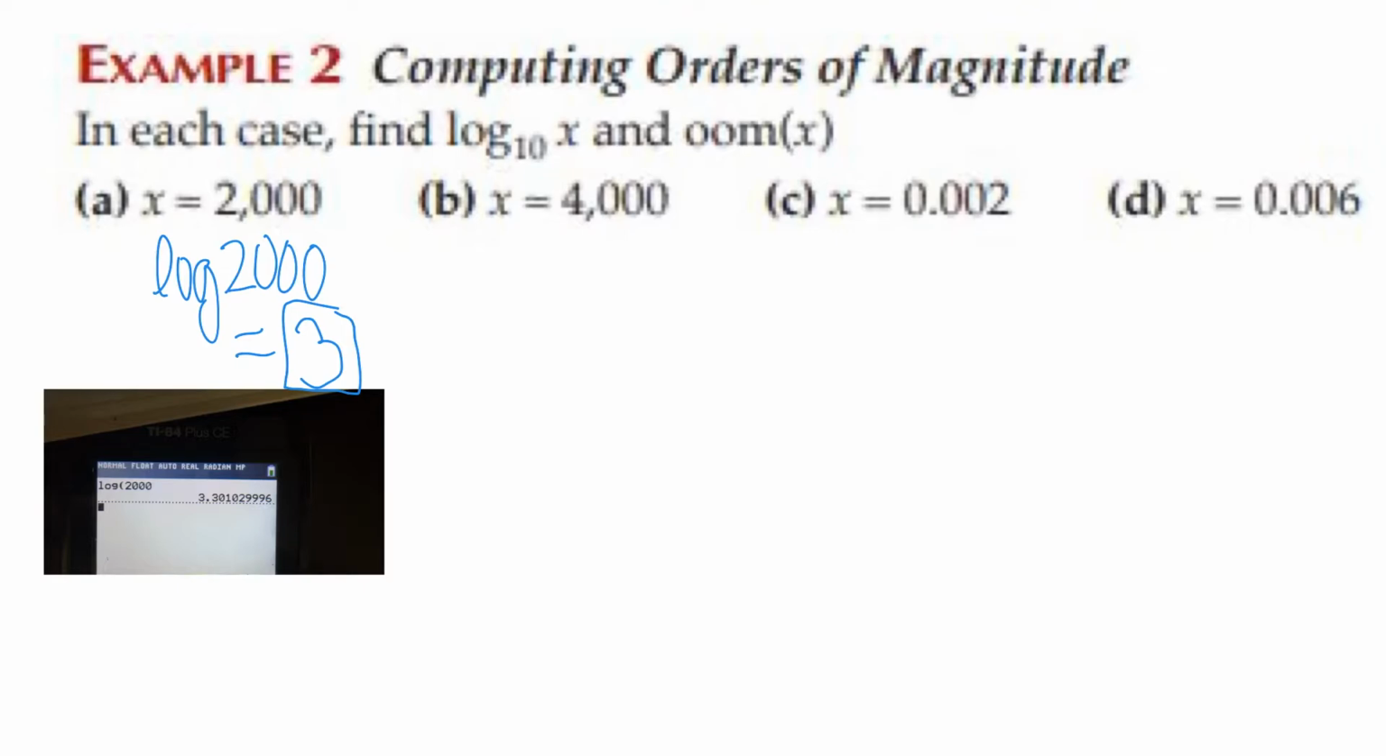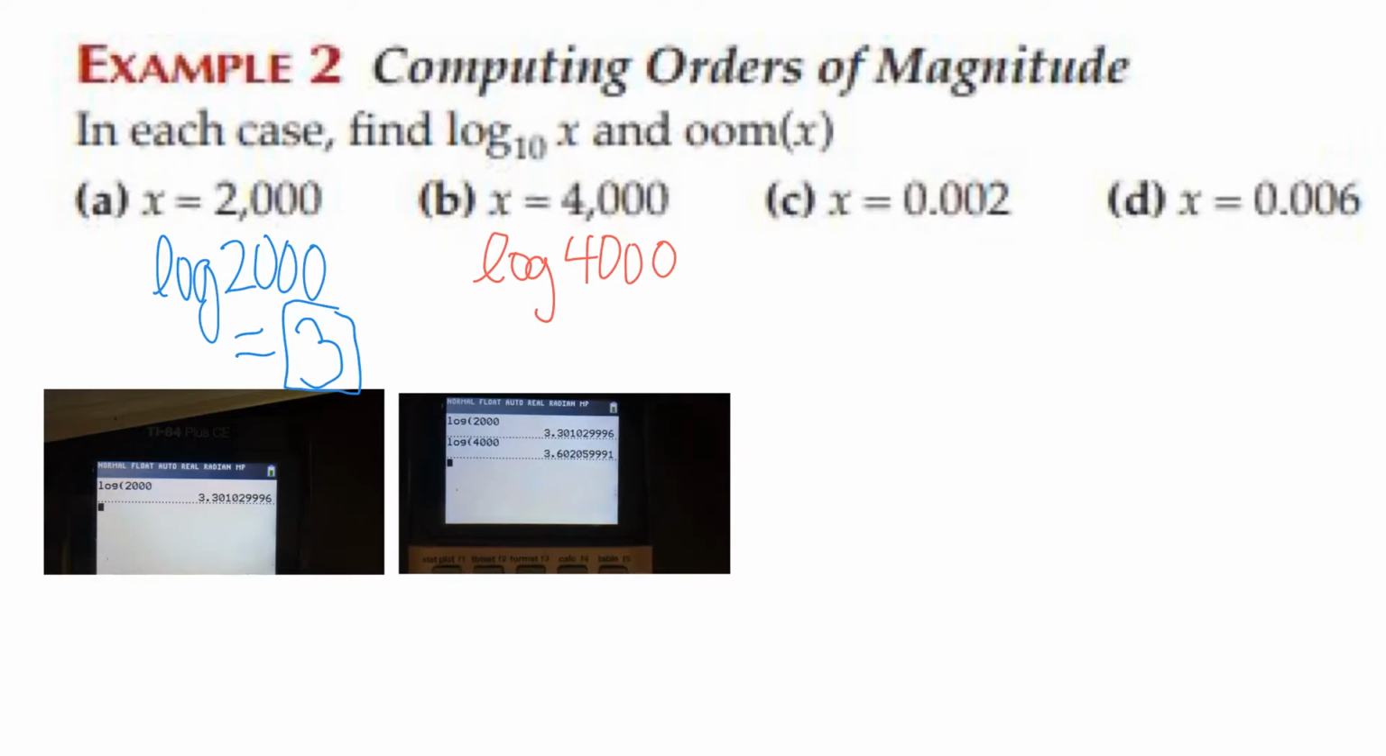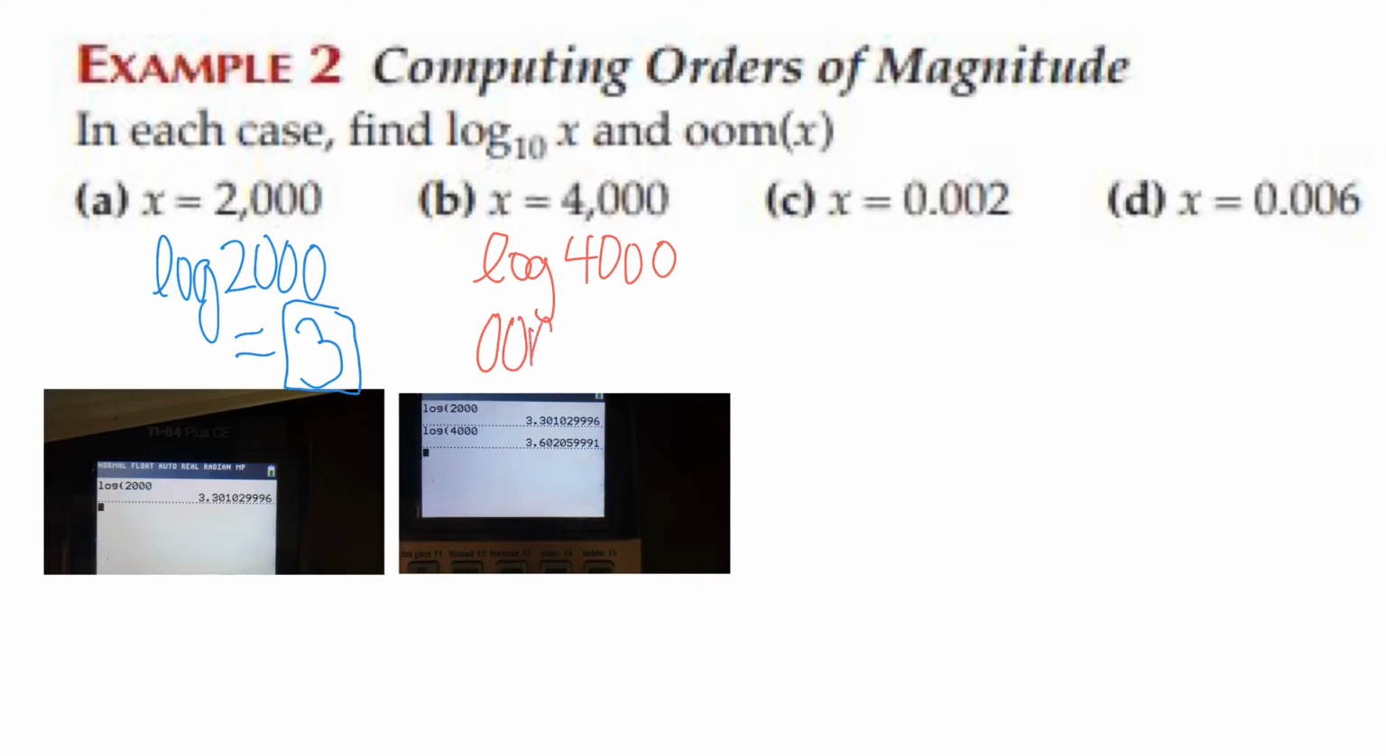Next, they want us to use x is equal to 4,000. So we're going to find the common log of 4,000. Go ahead and do that on your calculator. The common log of 4,000 is equal to 3.602. But again, to find the OOM, it's just going to be rounded to the nearest whole number, so that would be a 4.